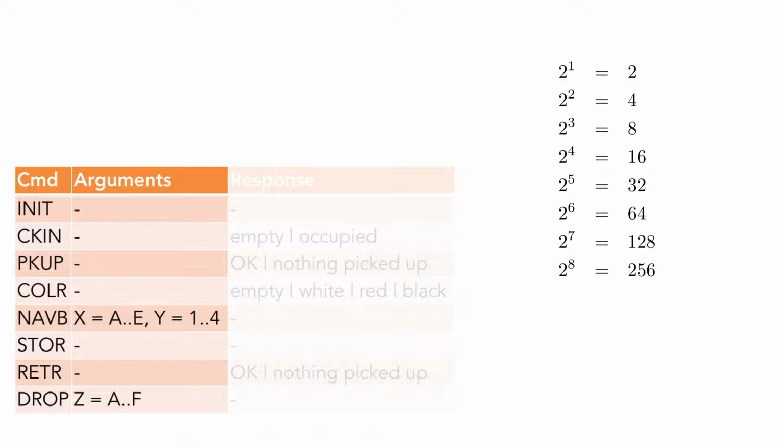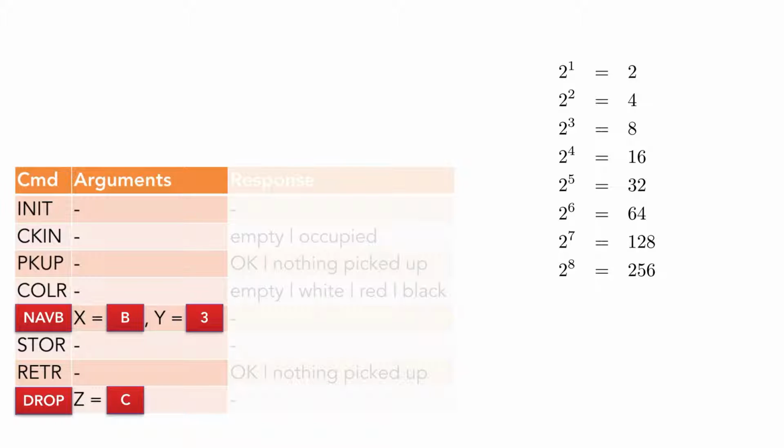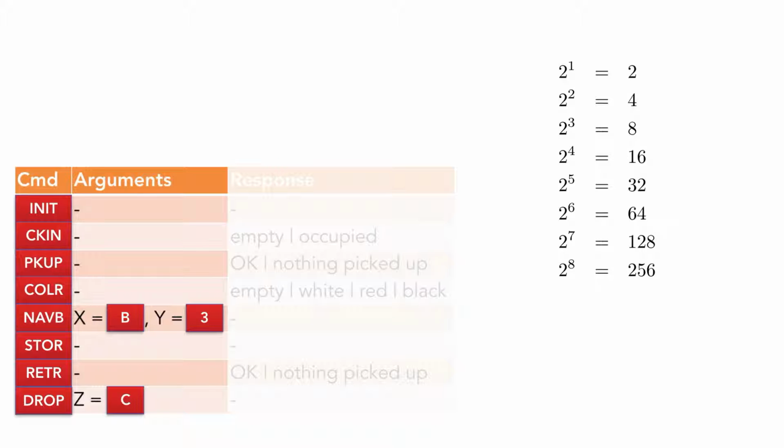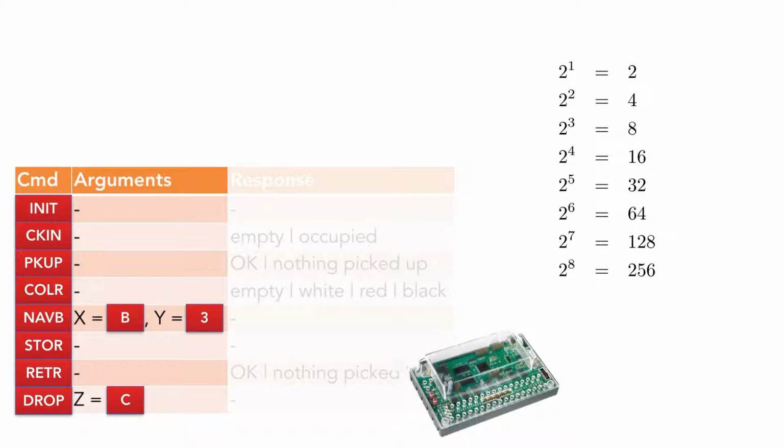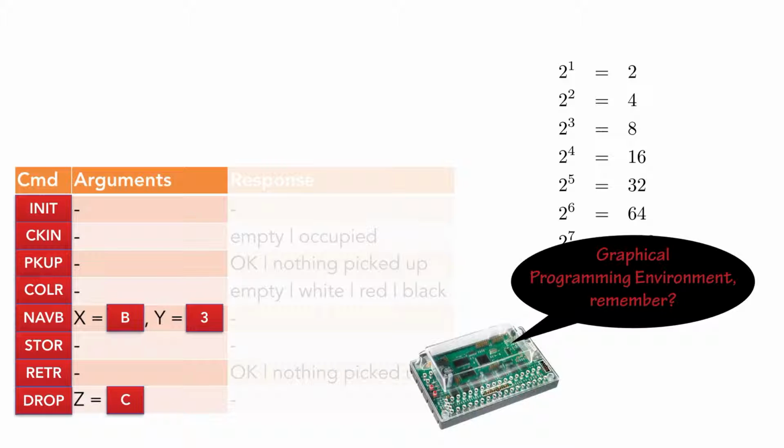A first approach might be to transmit command and argument serially. In this example, we first send the navb command, followed by the x position b and the y position 3. Similarly for the output, first send the drop command, then the output slot c. You can already see that we've got a variable number of arguments to be transmitted depending on the command, and some commands don't take arguments at all. In the common programming languages, that wouldn't be a problem at all, but here's our little spoil spot again. Handling variable length command sequences is surprisingly difficult in a graphical programming environment like RoboPro, so that's a road I'd rather not take. Do we have a better option?